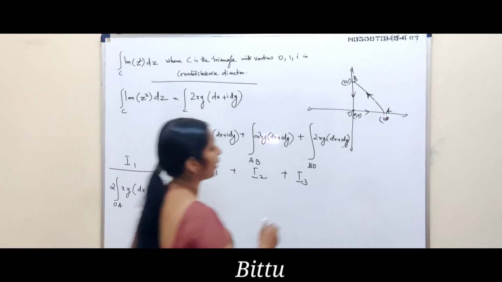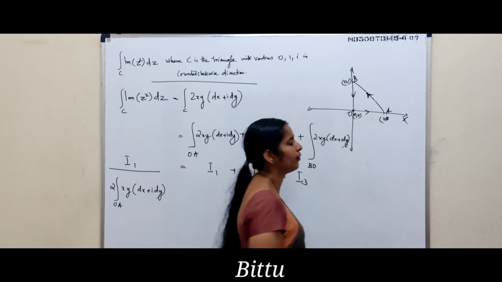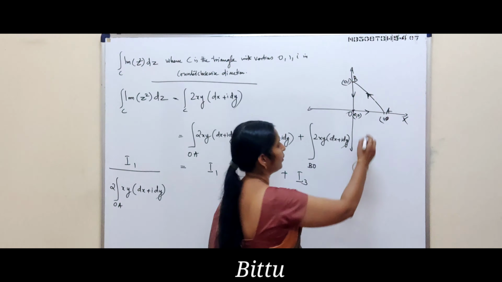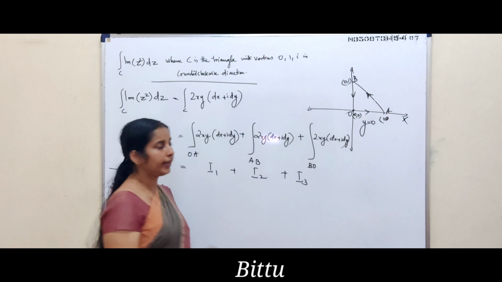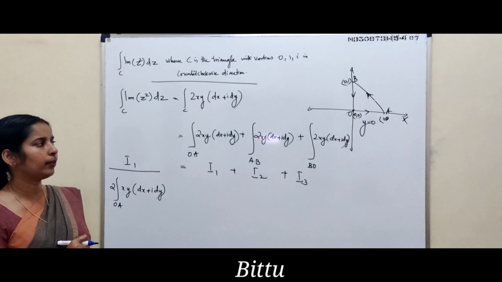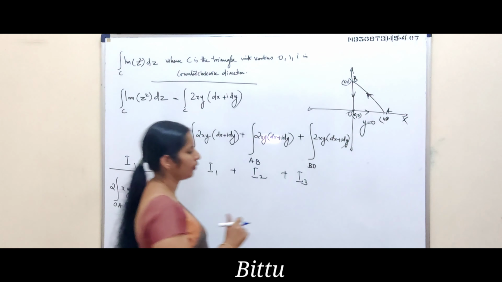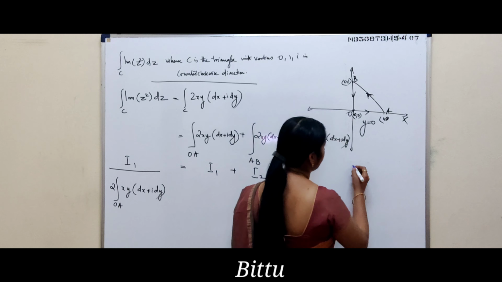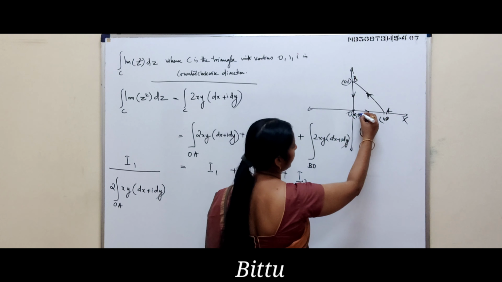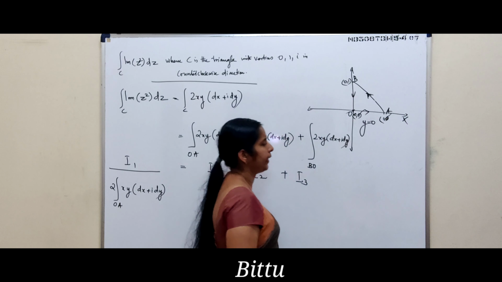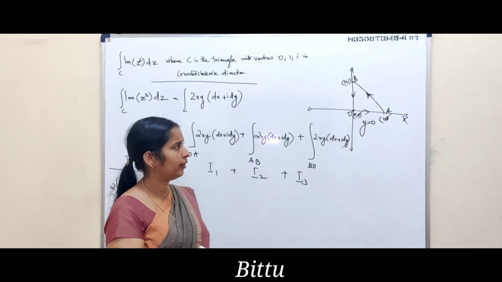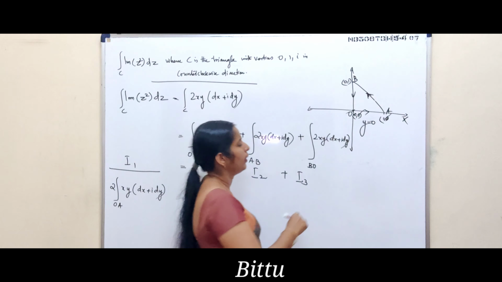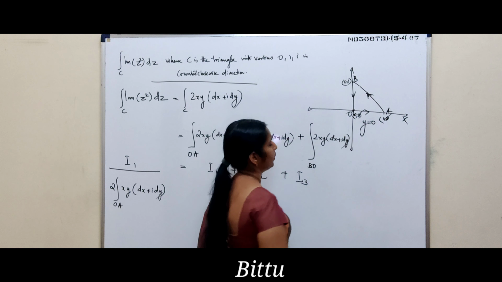See, OA is the part of the x-axis. What is the equation of the x-axis? It is y equal to 0. So, the equation of OA is y equal to 0. Another shortcut method for finding the equation of OA is, see here, the y component is constant. Along OA, y is always 0. So, the equation of OA is y equal to 0.